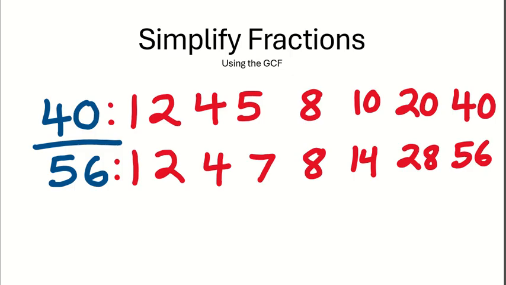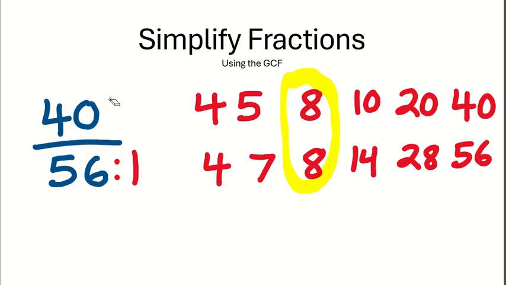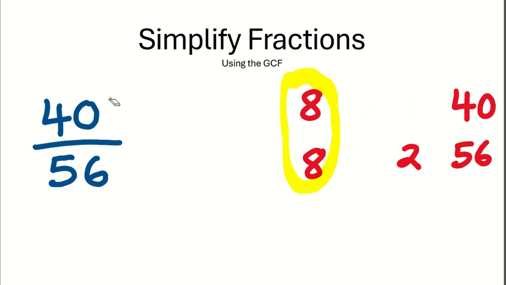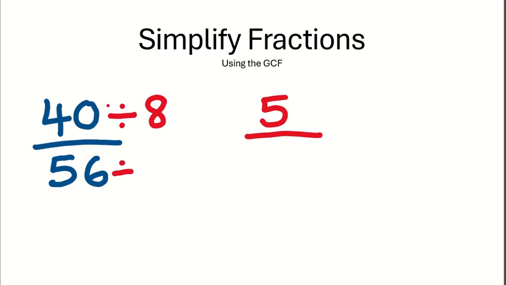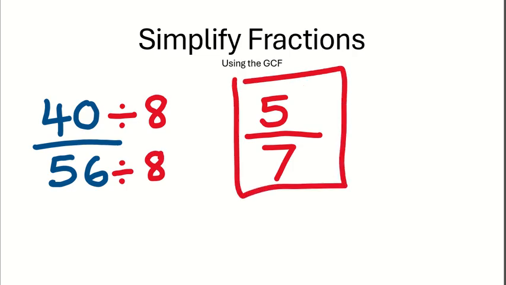Thus, the greatest common factor will be 8. So let's go ahead and clean this up. And let's simplify this fraction using 8 as our GCF. Let's go ahead and divide the top by 8. 40 divided by 8 is 5. And the bottom by 8. 56 divided by 8 is 7. Thus, 40 over 56 in simplest form is 5/7.